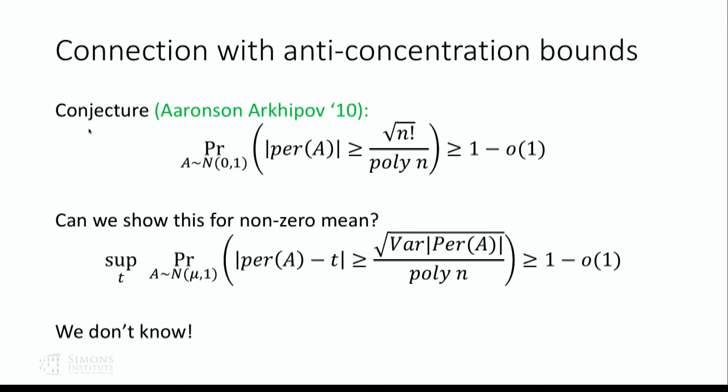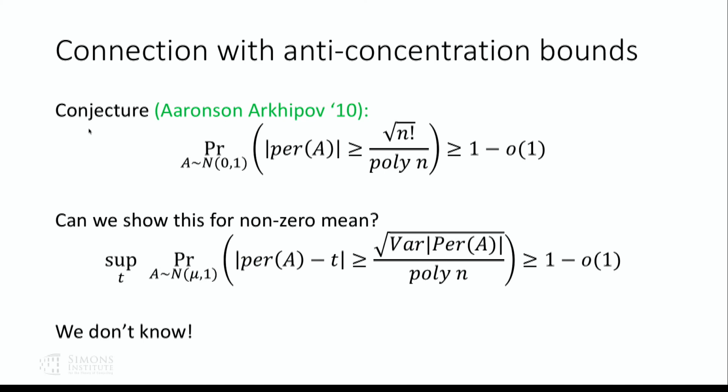The second conjecture in the Boson sampling paradigm is known as the anti-concentration conjecture, which basically says that the probability that the absolute value of the permanent is greater than the square root of n factorial divided by some polynomial in n, when A is sampled from a Gaussian matrix, is high. The square root of n factorial is the expectation value: the expectation of the permanent squared is n factorial, so the expectation is around the square root of n factorial for the absolute permanent. Now the question we ask is, can we show this at least for non-zero mean permanents?